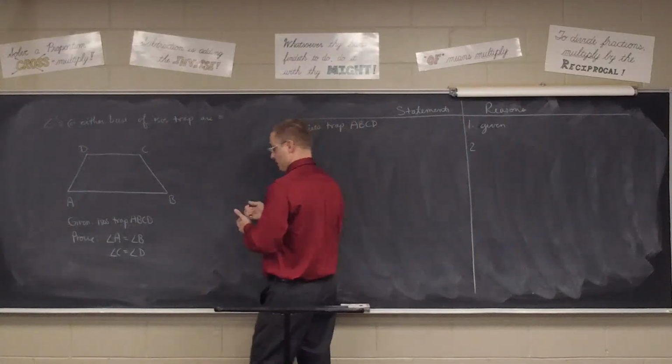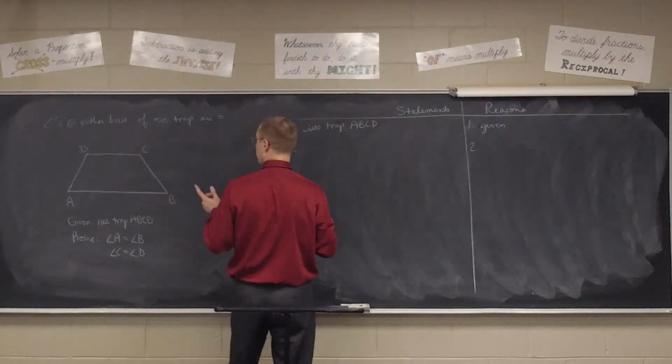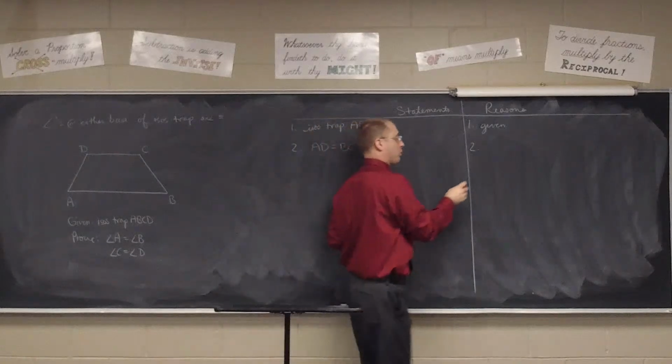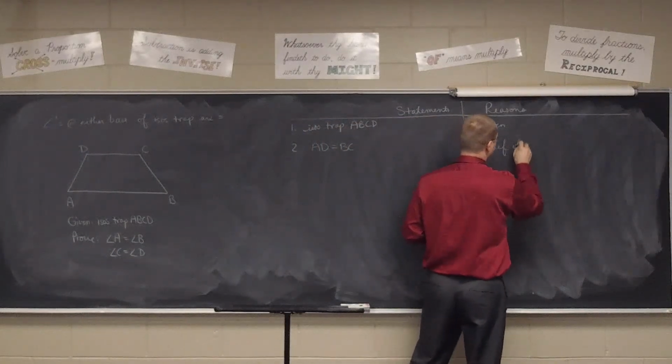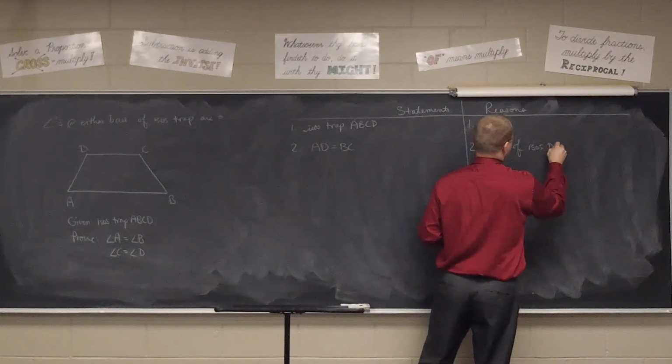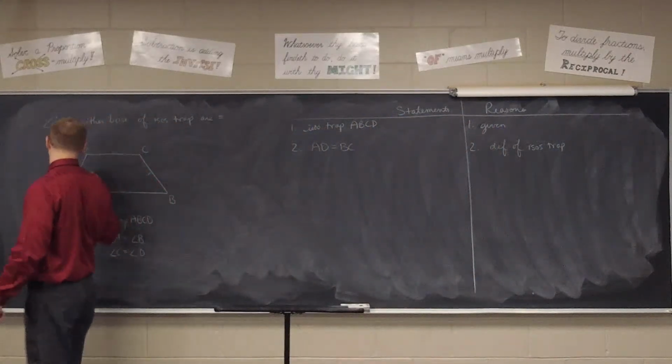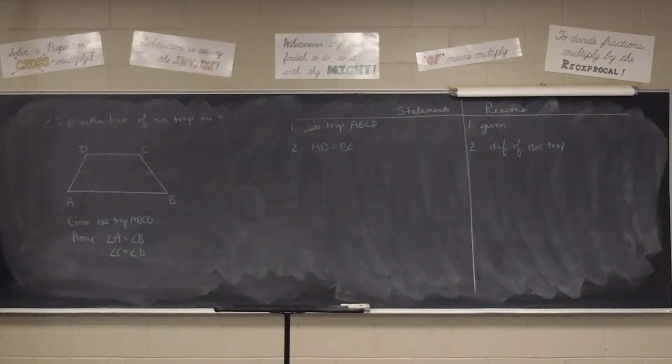Isosceles trapezoid, what does that mean? Two equal sides. Two equal legs, specifically AD and BC are equal based on the definition of isosceles trapezoid. But that's not the only claim that two legs are equal. What else is claimed? Angles.